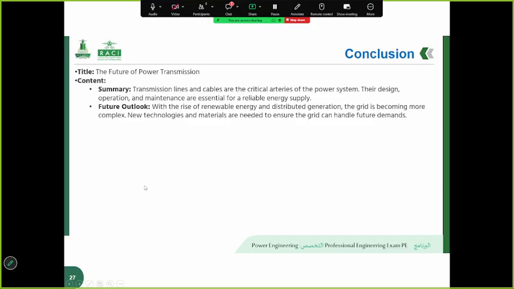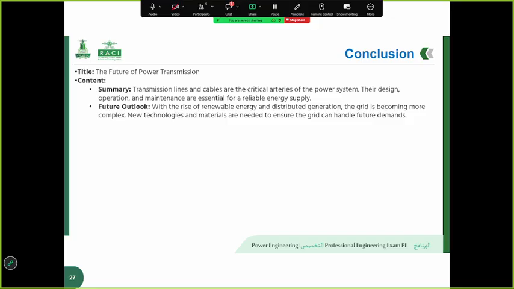The power grid is currently undergoing a massive transformation. The traditional model of large centralized power plants is evolving with the rise of renewable energy sources like solar and wind, and the increasing adoption of distributed generation, for example, rooftop solar panels. So the integration of these new sources makes the grid more complex and bidirectional. Power is no longer flowing in just one direction. So this new reality requires new technologies and materials to make the grid smarter, more resilient, and more efficient.